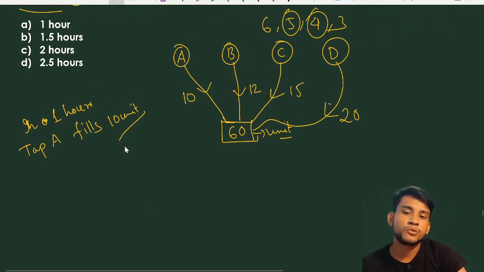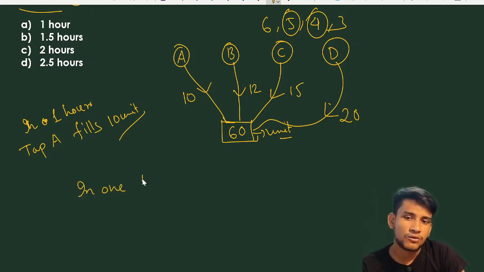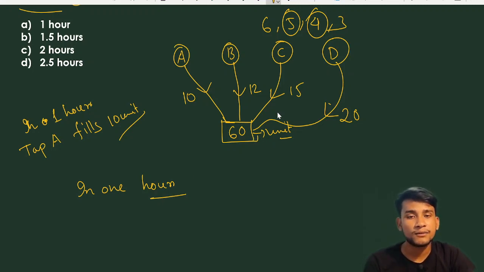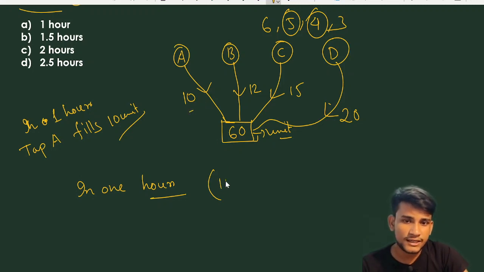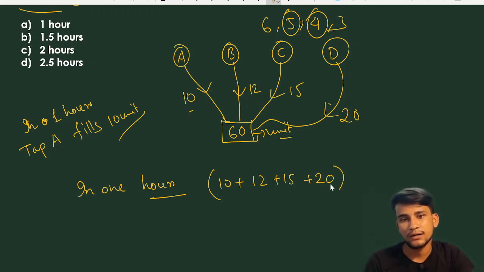Okay, so if we take 1 hour, how many total units are filled by the 4 taps? That means if 4 taps A, B, C, D are open, then how many units can they fill? So add this: 10 plus 12 plus 15 plus 20. This gives 30, 45, 57, which is equal to 57 units.